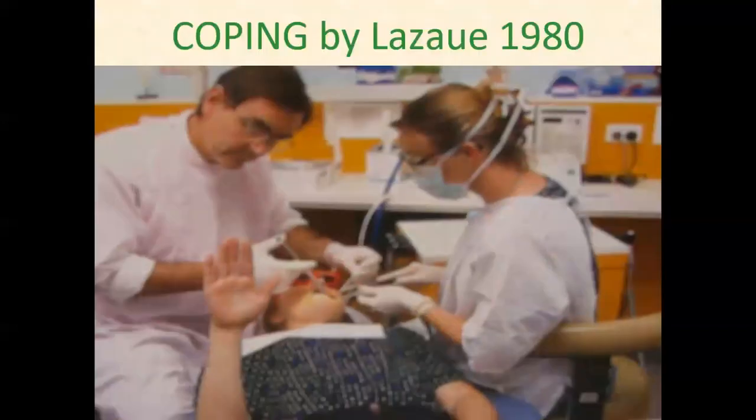Next is coping. Coping is nothing but you will give a stimulus so that the child copes up with the treatment. Say for example, the child is lying down on the chair. You would have seen most dentists do this: if you have any problem, you just raise your hand, I'll stop. That's called coping. You're making the child cope himself to the treatment.